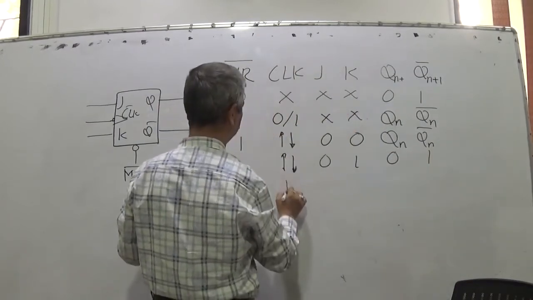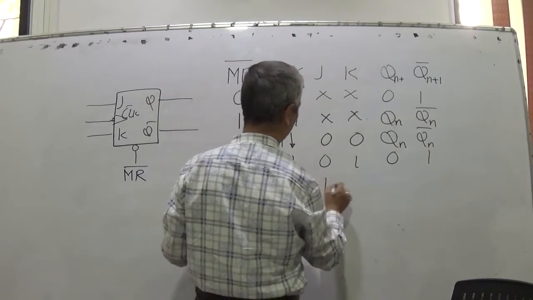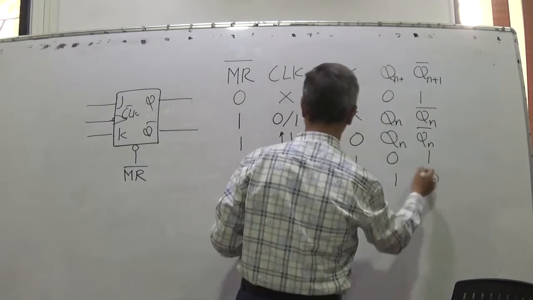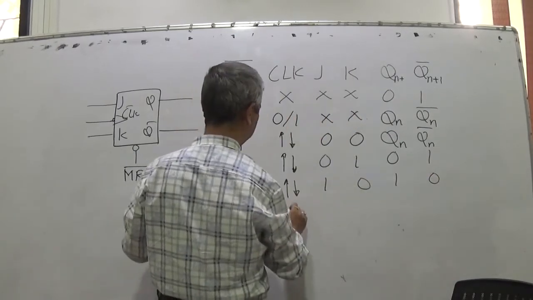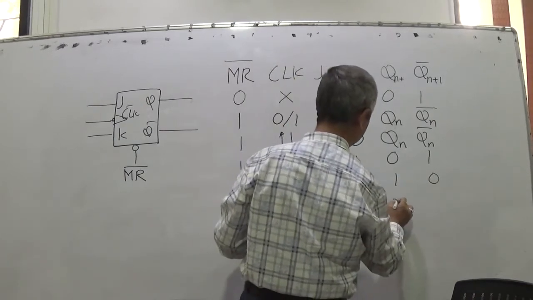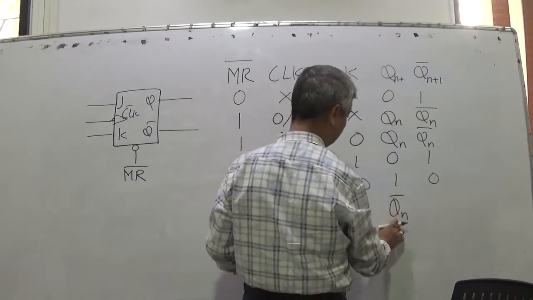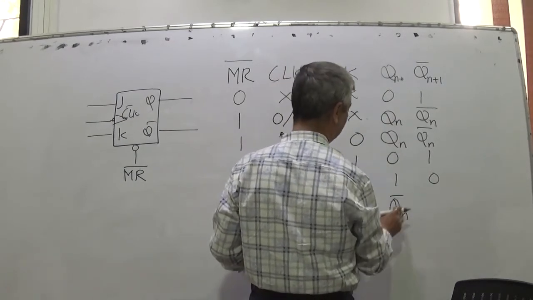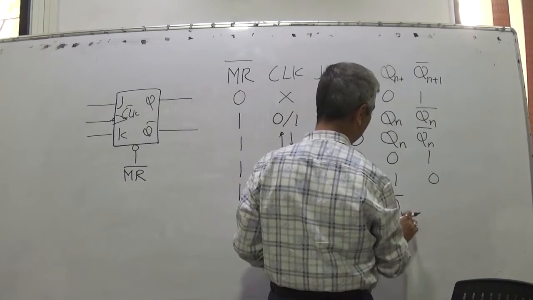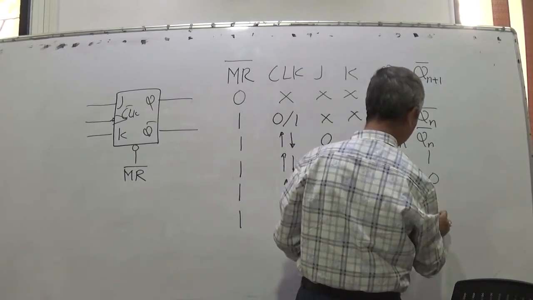If 1, clock going high and low, 0, 1, it is 0. It is 1, clock going up, clock going down, 1, 0, 1, 0. It is 1, clock going up, clock going down, 1, 1. It is Q and Q bar. This is Q and Q bar, and it is Qn.